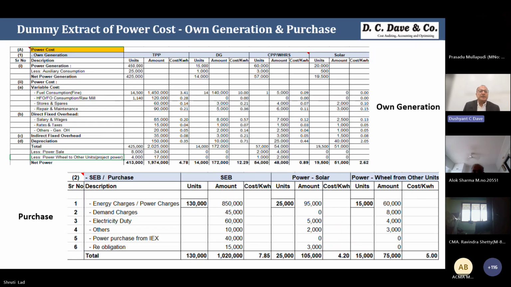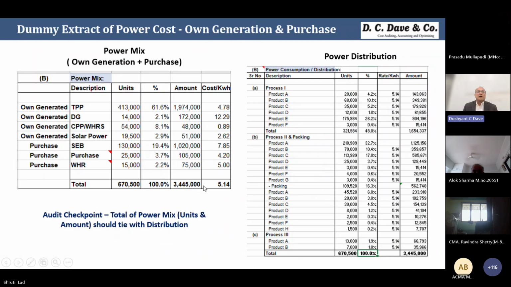Apart from generating power internally, companies will buy it from State Electricity Board, Indian Energy Exchange, solar power suppliers, or power billed from other group units. So the quantity can be obtained either from SAP or from electricity invoices. Then let's go to power mix and power distribution. These tables serve as a summary of all power sources. As you can see, I have put the TPP, DG, CPP, solar, etc. The net units and the net value from the previous 2 tables which we showed are consolidated here.